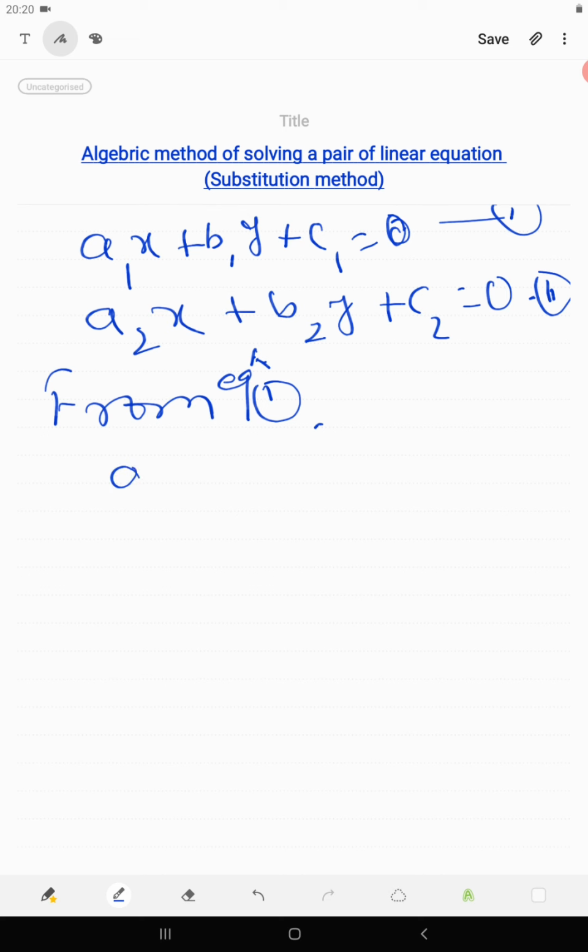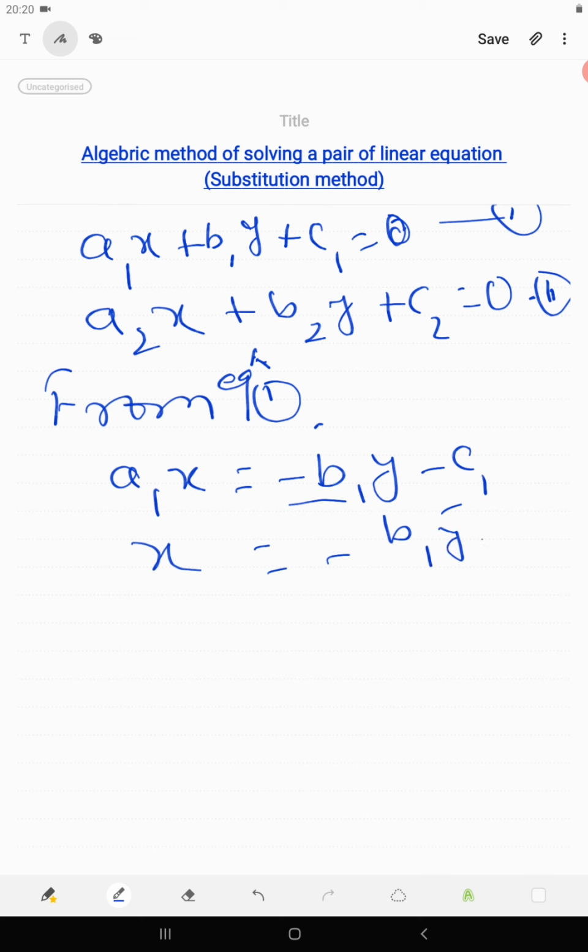I'll take a1x equals minus b1y minus c1. Why did I do minus? Because the plus on the left becomes minus on the right hand side, so both become negative. Now x equals minus b1y minus c1 divided by a1. Whatever we have got for x, this x value I will put in equation 2.